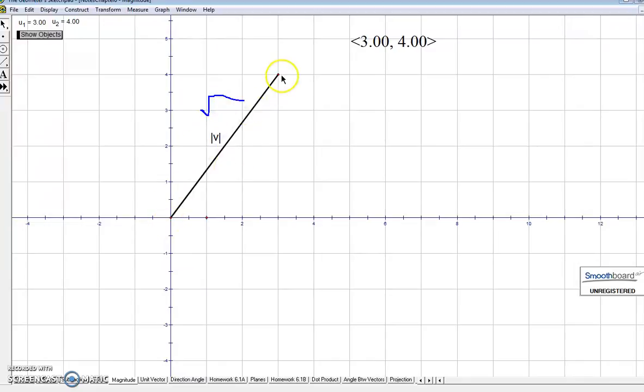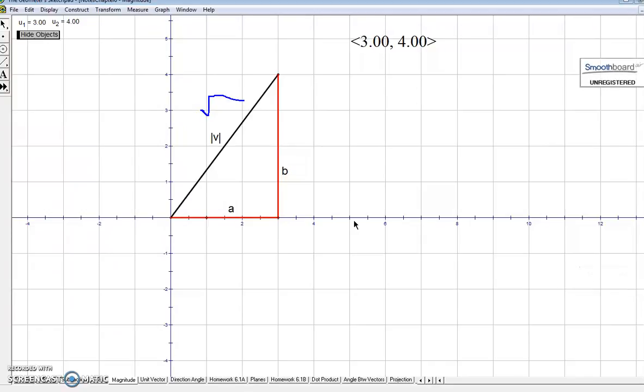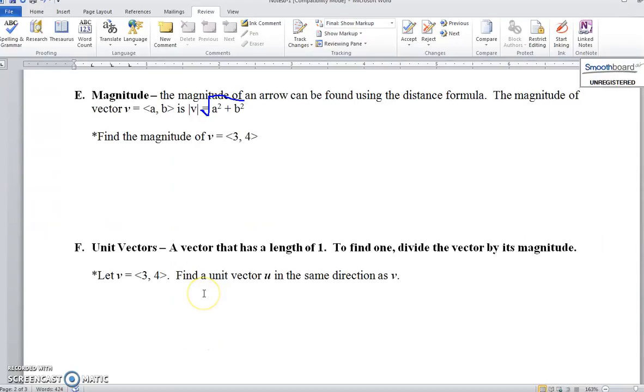But if this was the vector 3 comma 4, 3 to the right, 4 up, if I were to put in red sides here to represent the side of 3 and the side of 4, I create a right triangle. And so a squared plus b squared should equal the hypotenuse squared. And if I don't want hypotenuse squared, if I just want to solve for that, I would have to take the square root of a squared plus b squared. So that's where this formula kind of comes from. Pretty simple to find the magnitude of vector v.